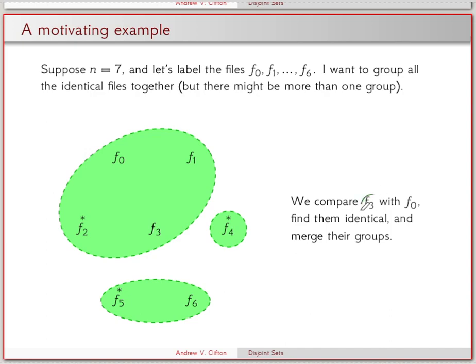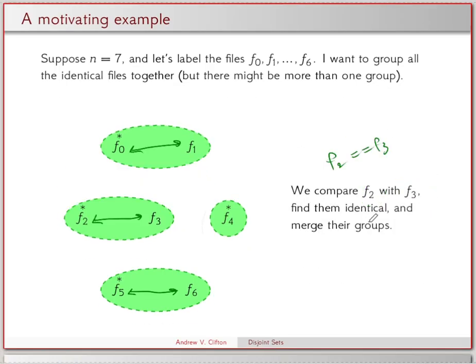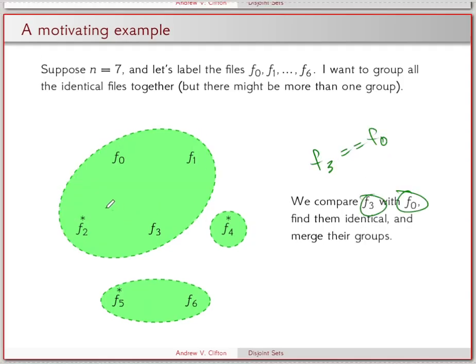Now suppose that I compare F3 with F0, right? So I discover that F3 is equivalent to F0. So let me back up here, right? Previously we had this. Now we have this. So I took everything that was in this group and everything that was in this group and smooshed them together into one new larger group there like that.